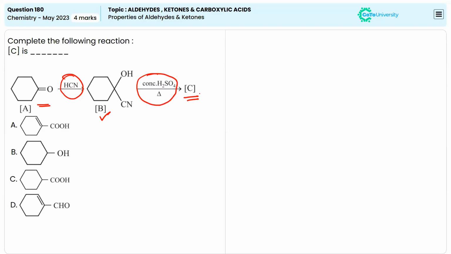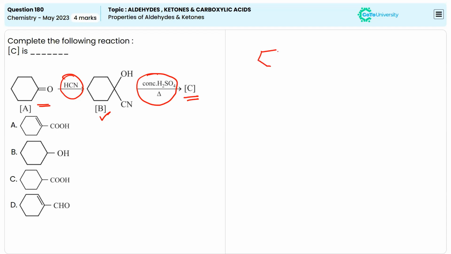So we have to identify what C is in this reaction. Here we can start from the reagent. We are starting from the reactant molecule. Before that, let's move to the reaction here. The first one is the ketone, so we can start from the ketone.